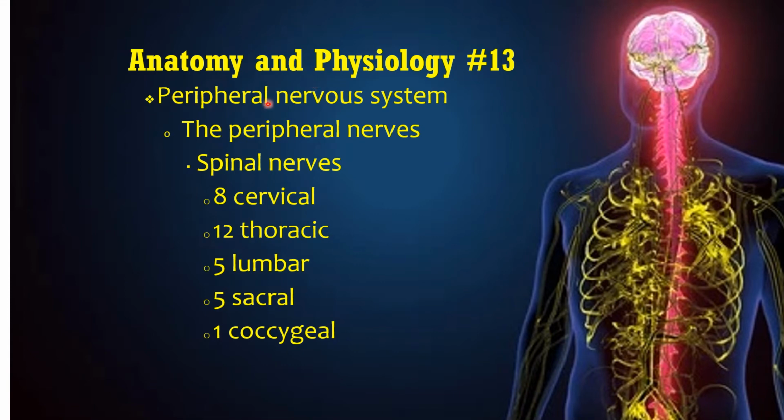Okay, so to continue with the anatomy and physiology, we have the peripheral nervous system. It includes the spinal and the peripheral nerves that carry impulses to and from the spinal cord. There are 31 pairs of nerves attached to the spinal cord. There are 8 cervical, 12 thoracic, 5 lumbar, 5 sacral, and 1 coccygeal.